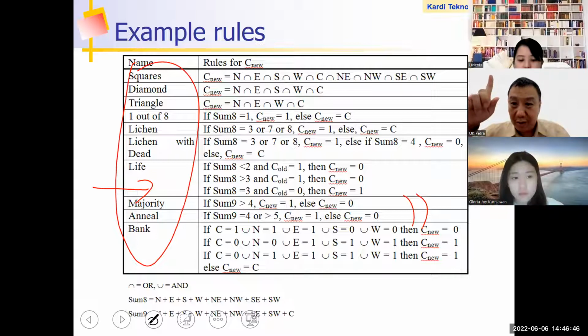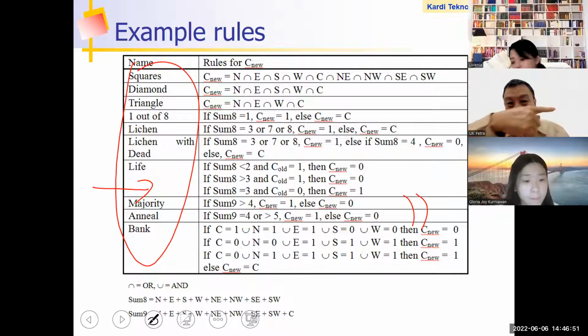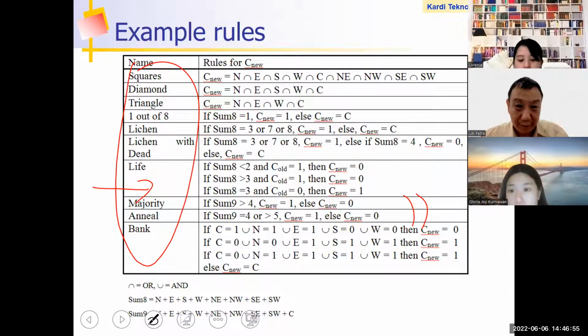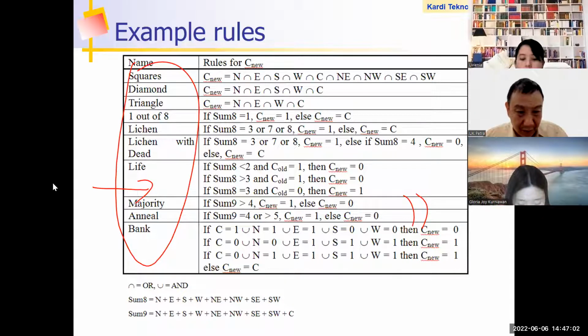North means the north, the top. East is the right. South is down. West is on the left. That's it. So this is OR and AND. You see here at the bottom, sum 8 is just the neighbors, and so on.